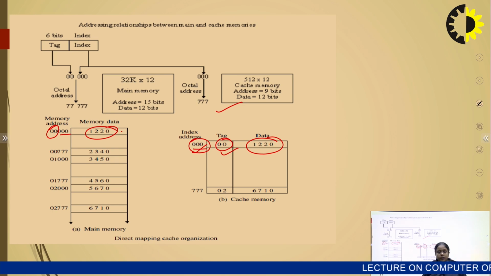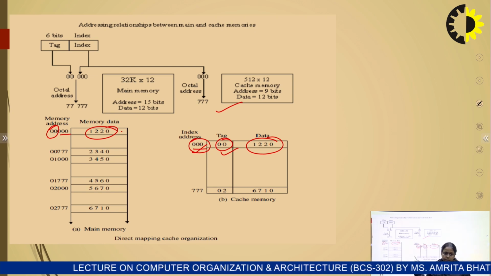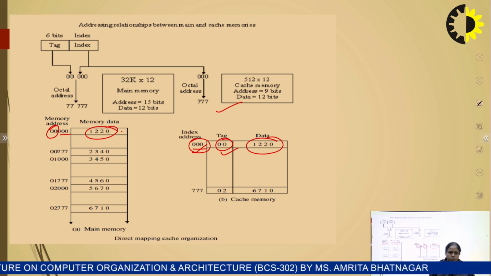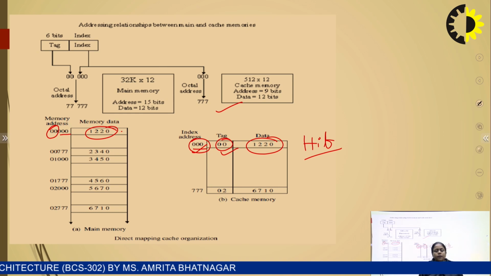So firstly, when the CPU generates the address of this data, we have to check the index bits. If the index is found in the cache memory, then we match the tag bits. If the tag bits match, it means the data has been found in the cache, and this is the hit case. If it is not found, then we have to check the main memory.